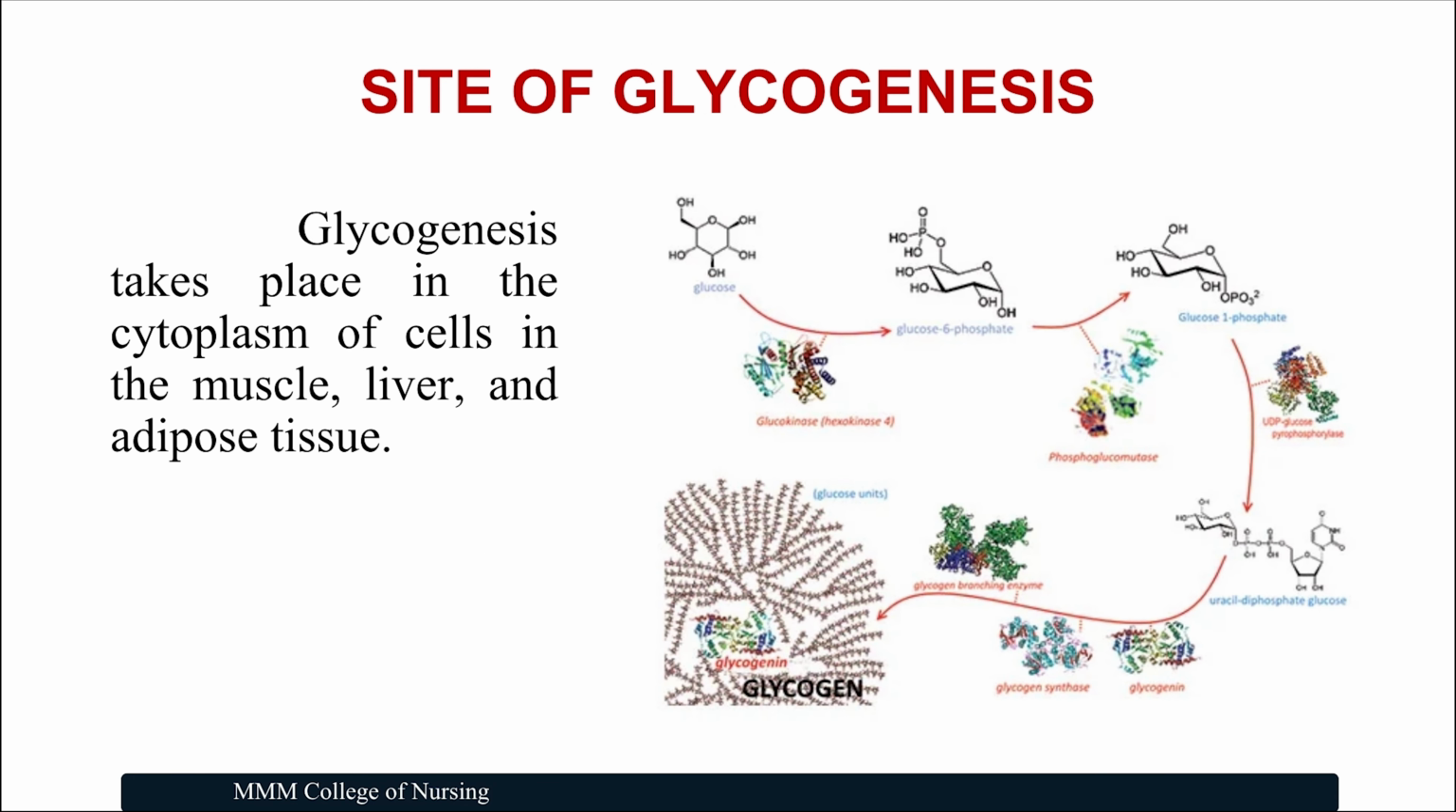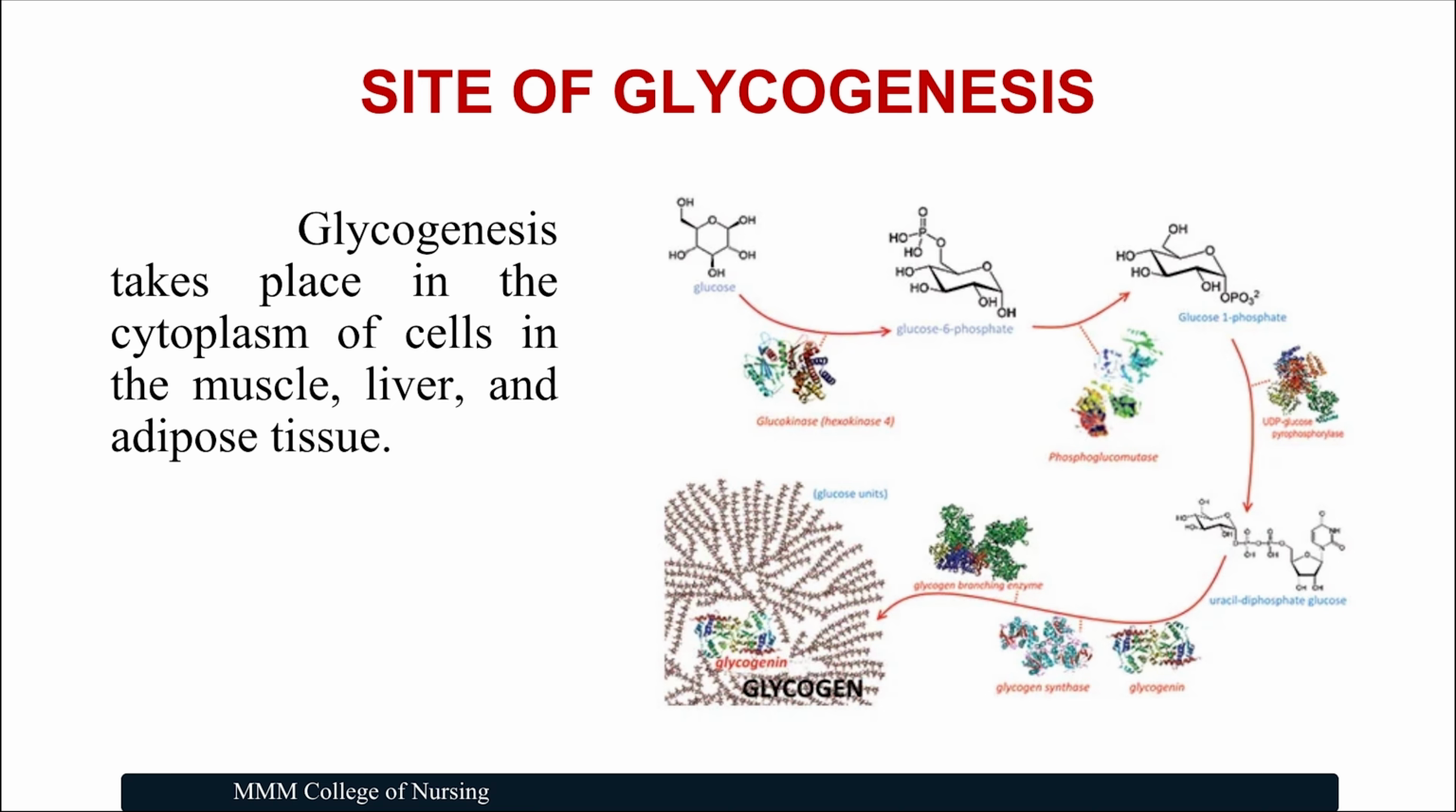Now, where does glycogenesis take place? Glycogenesis takes place in the cytoplasm of cells, specifically in the muscles, liver and adipose tissue. The liver is the main site. Liver glycogen is used to maintain blood glucose levels for the entire body. When blood glucose drops, liver glycogen is broken down and glucose is released into the bloodstream.